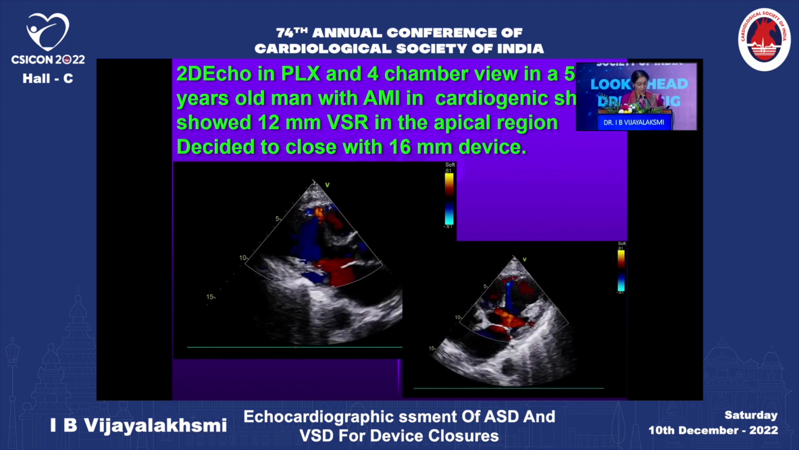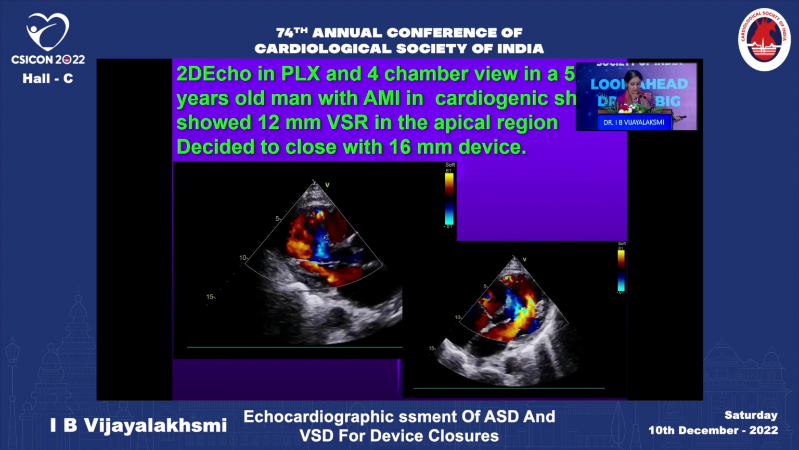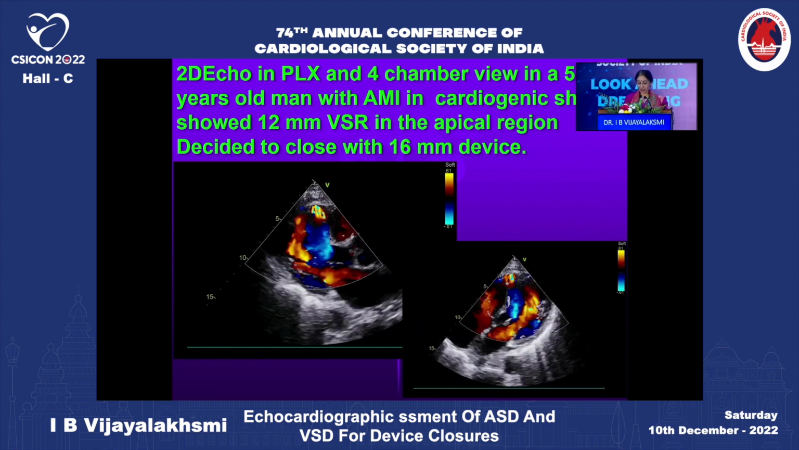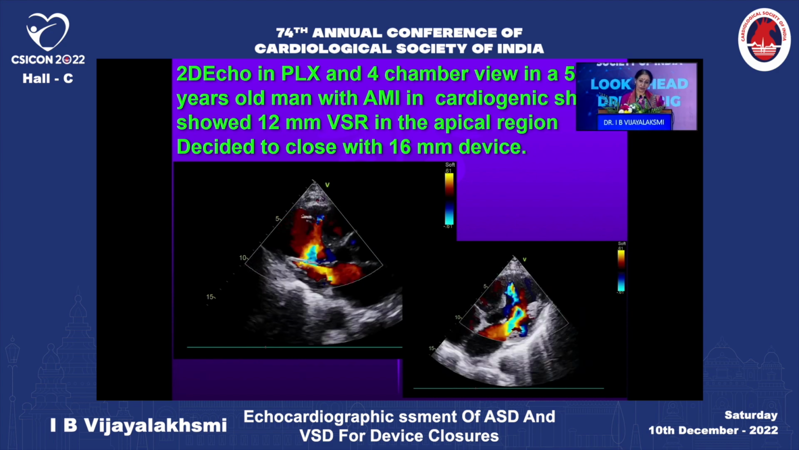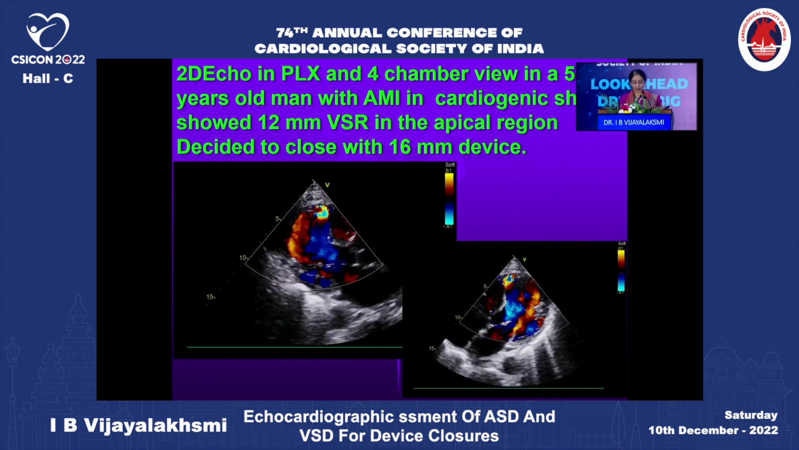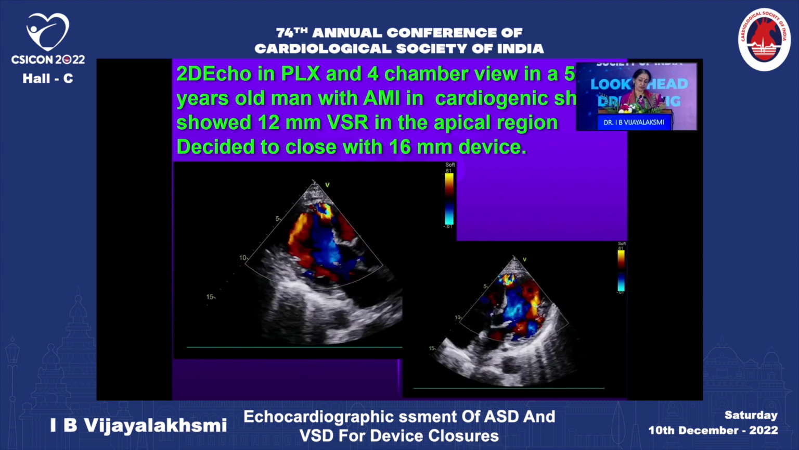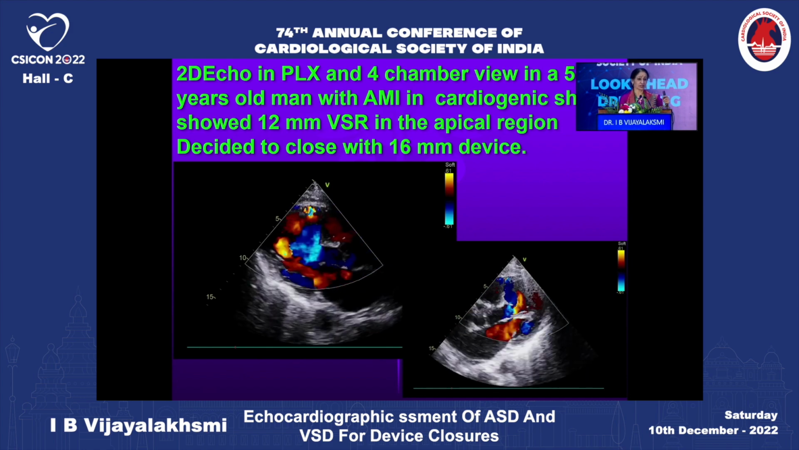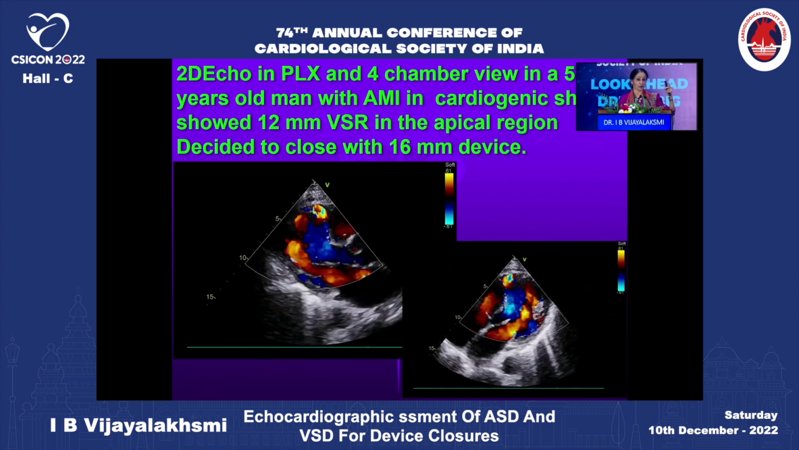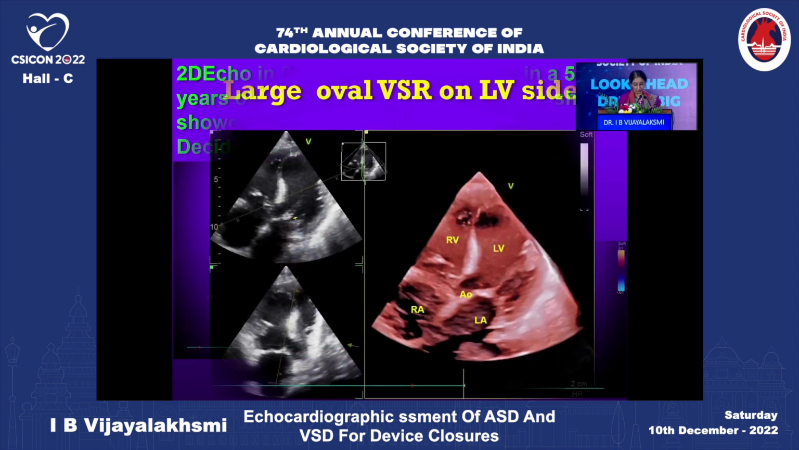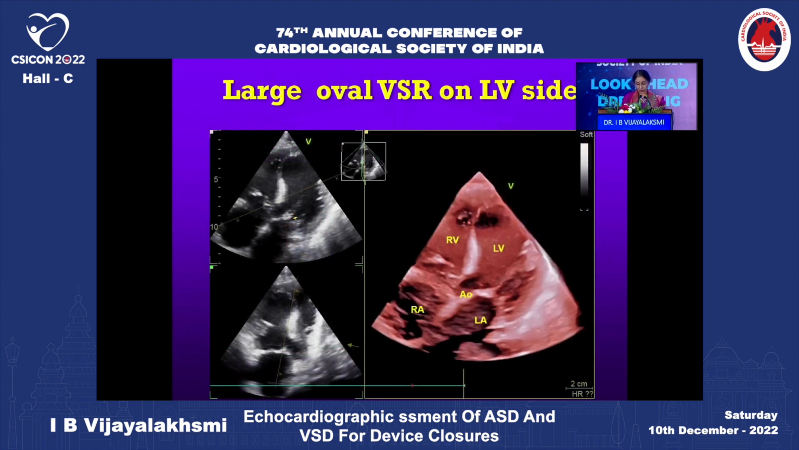Now coming to the VSD, this is a patient who was 56 years old and came with cardiogenic shock, and you can see that the 2D echo shows just a 12 millimeter ventricular septal rupture. Then I thought I'll put a 16. And in the past, when they used to fail with the device, they used to think that the tissue is friable and all sorts of excuses we used to give. No more with the 4D echo. Now here you can see that this is from the LV side and this is from the RV side.